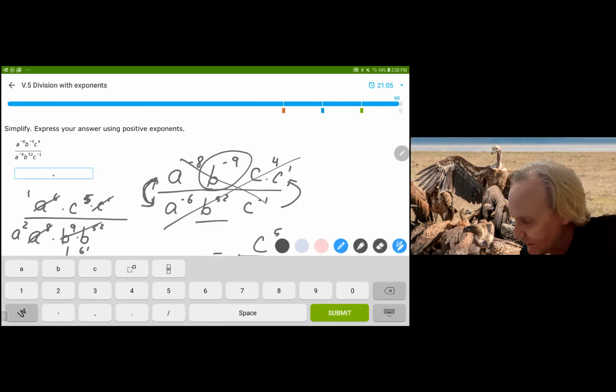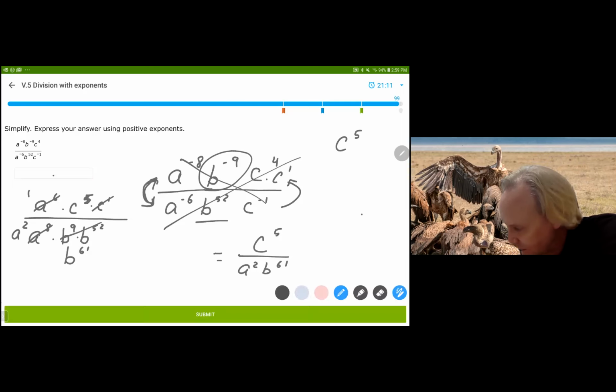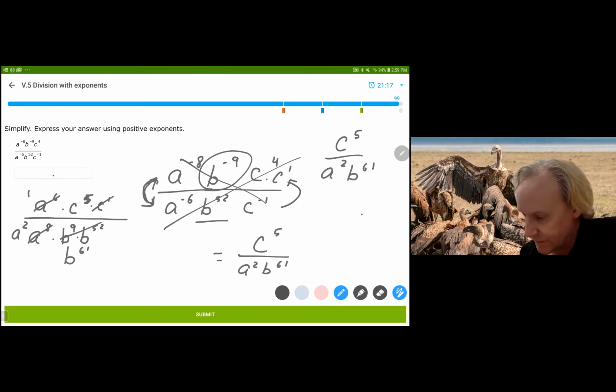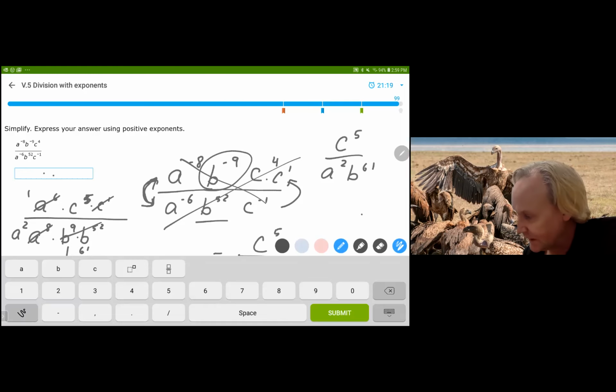So putting the answer in, I have a c to the 5th. Let me make sure I can see it here. Over a squared b to the 61. When I go to submitting it, it covers it up. You can see. We have c raised to the 5th power. Oh, dang it, I need a fraction. Let's do the fraction first. Fraction. C raised to the 5th.